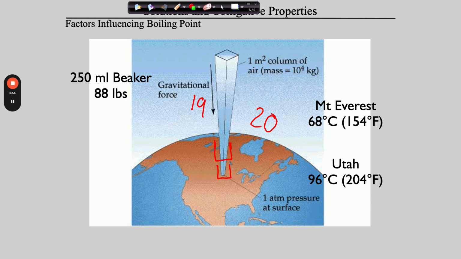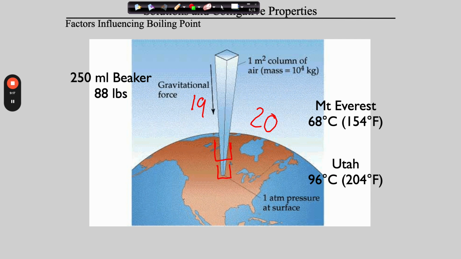But guys, as we continue to climb, the boiling point just keeps going down. As a matter of fact, you can actually boil water and find the temperature at which it boils, and from that you can figure out your altitude. Kind of an interesting thought. So guys, this is why water does not boil at 100 degrees here in Orem.